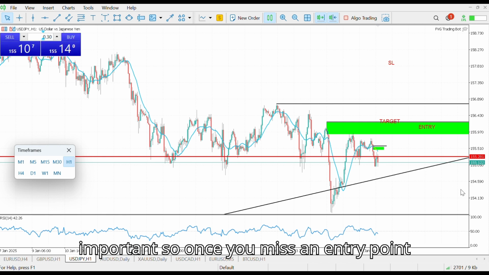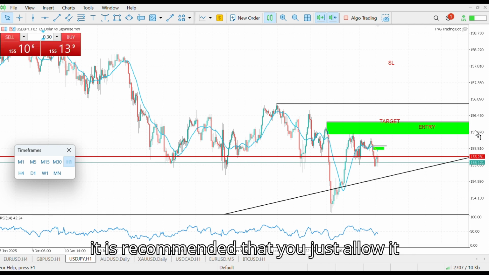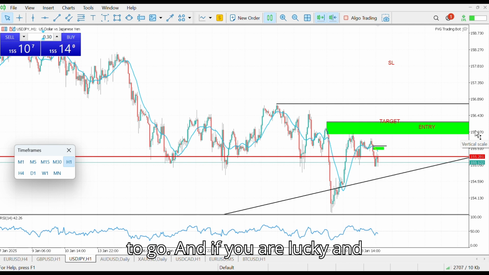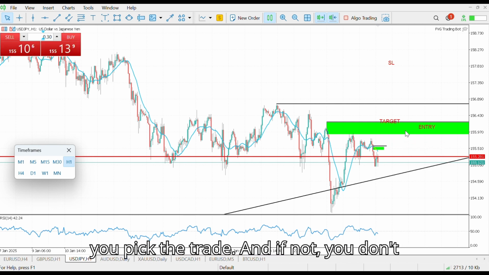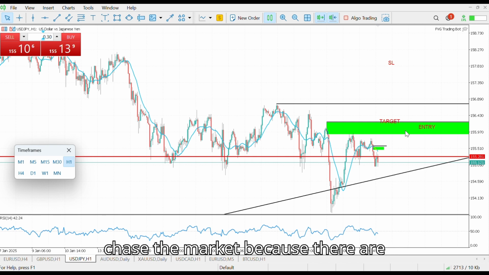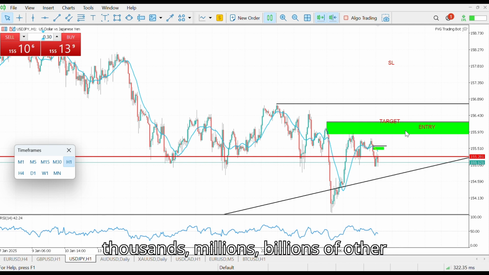Once you miss an entry point, it is recommended that you just allow it to go. If you are lucky and price retraces back to your entry point, you take the trade. If not, you don't chase the market, because there are thousands, millions, billions of other opportunities that will come.